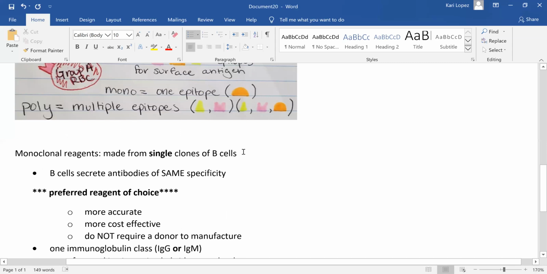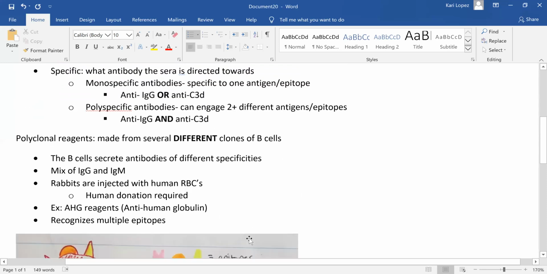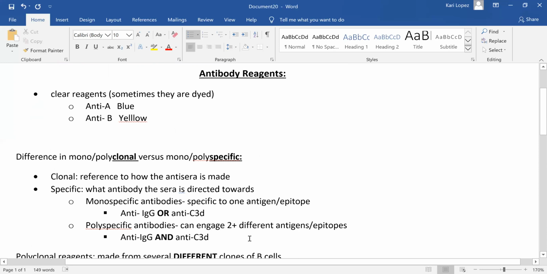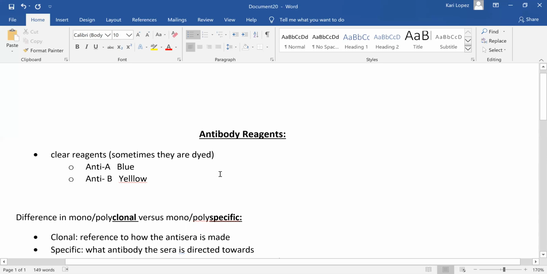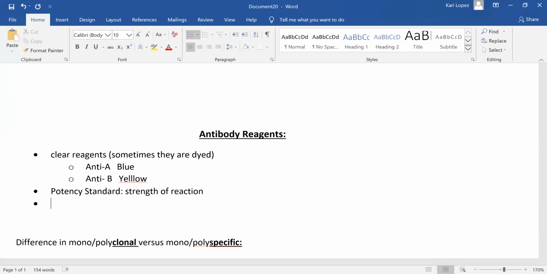Let me go up here. I am going to put a little side note. I know we talked about specificity. Oh, we didn't. I did not include that. So I need to go up here and include it on the blood bank reagents video, but it didn't make it onto the antibody reagents video. So put down here, there are different kinds of standards that need to be met for licensure. One of these is the potency standard, which is going to be your strength, so the strength of the reaction. And your other standard is going to be specificity.